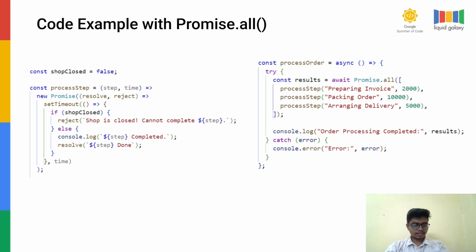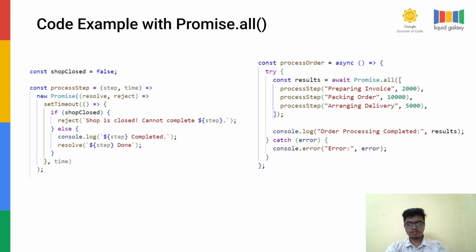So again, I have taken the same example in order to maintain the continuity of this presentation. This process step function is similar to the process order function, which takes a step and time and simply resolves according to the shop closed variable. Now, on the right hand side, you can see one function called process order, which is an async function, and it's wrapped inside a try catch block. And here you can see a results variable, which is awaiting a promise.all.